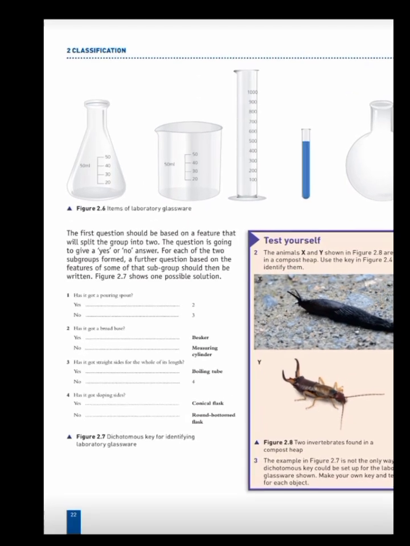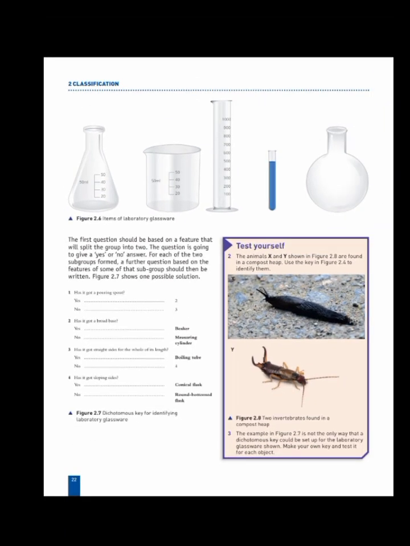Now here is another example, about laboratory glassware. This is about non-living things, showing that the dichotomous key is used to identify non-living objects as well. So we have to discuss this. Firstly, we will discuss laboratory glassware. Our glassware is made up of glass, but has different features. Key features are used, like pouring spot, broad base.